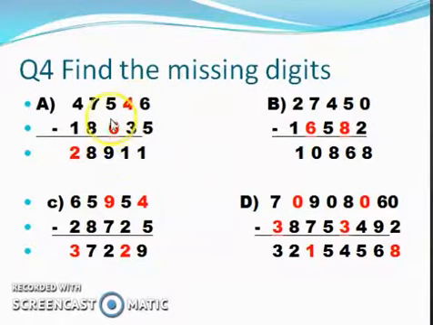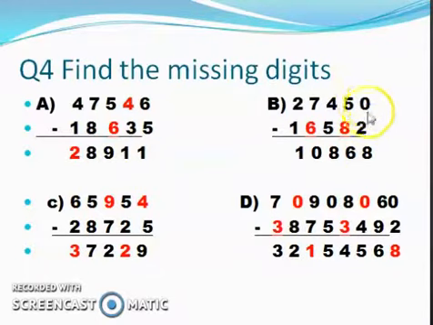9, what should I add to 9 to get 15? 6. So 6 will come here. 8 and 8, 16 and the 1 carry over 17, already written. 1 comes in the carry. So 1 and 1, 2. What should I add in 2 to get 4? 2. So 2 will come here. So this is the way we are going to do the missing digits.